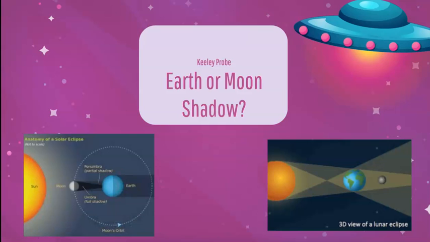Okay, let's go ahead and move into our Keeley probe. This is on whether it's an Earth or Moon shadow. So on the picture on the left-hand side, we can see a picture of a solar eclipse. On the right-hand side, we can see a picture of a lunar eclipse. We will be covering both types of eclipses today.